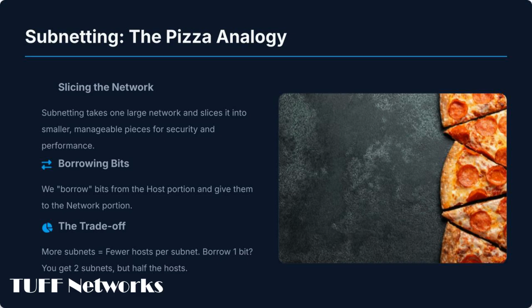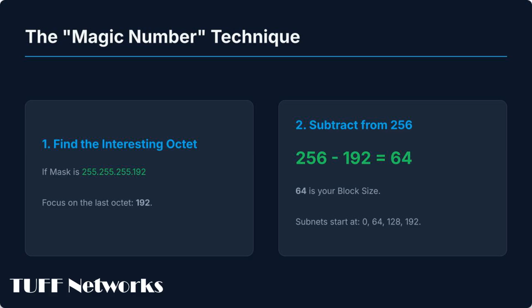2 to the first equals 2. But because you used up a bit that was previously for hosts, your host count drops. You now have 7 bits for hosts. 2 to the 7 is 128. Minus your network ID and broadcast ID, you have 126 usable hosts per subnet. The rule of thumb is this: every time you borrow 1 bit, you double the number of subnets, but you cut the number of hosts per subnet in half. If you borrow 2 bits, you get 4 subnets, /26. If you borrow 3 bits, you get 8 subnets, /27.